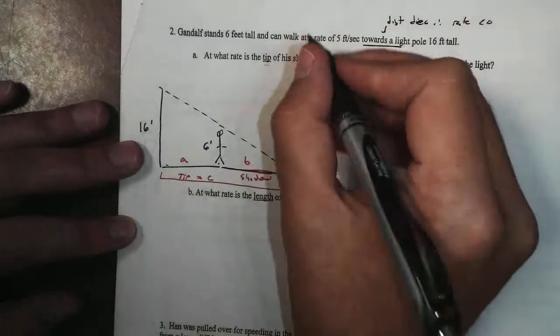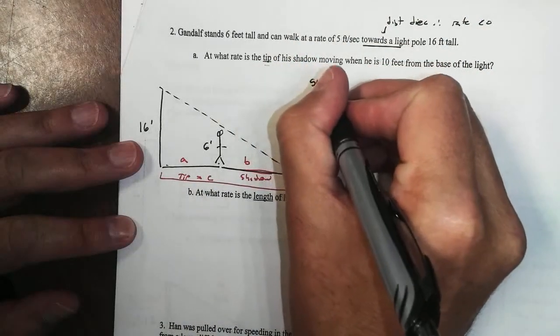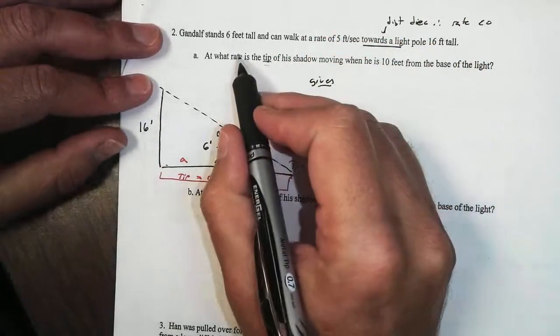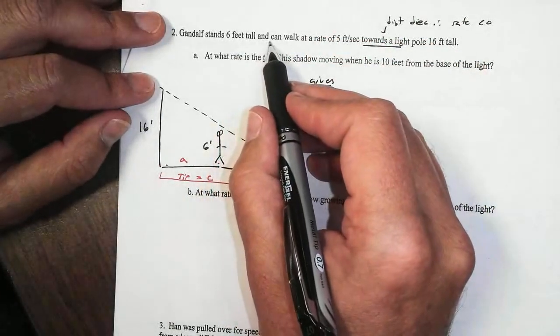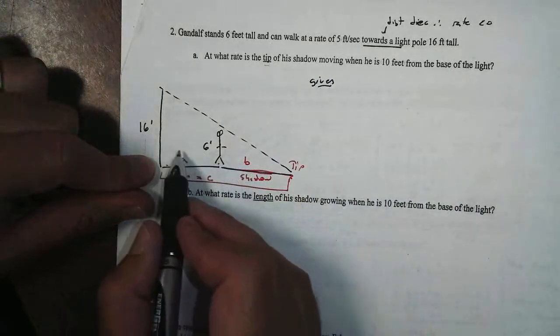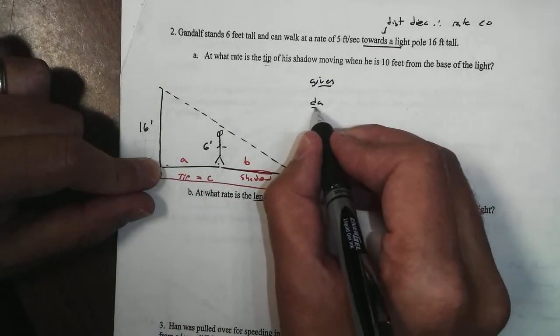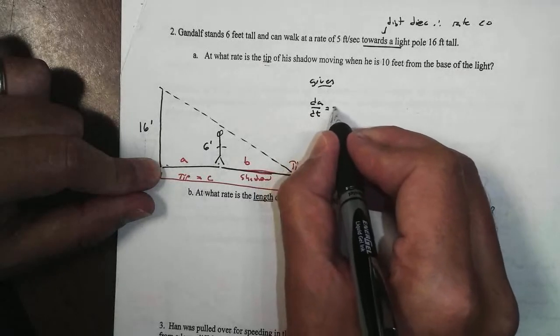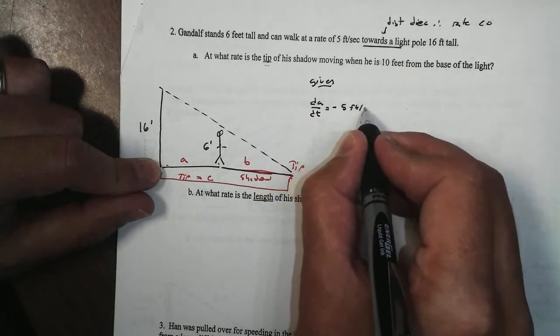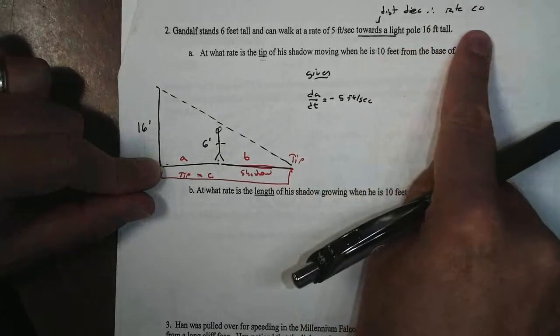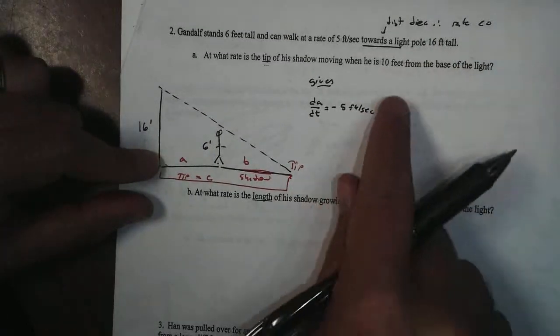So I'm going to go ahead and list out my givens now. My first given, they tell me how fast Gandalf is walking. Well, if Gandalf is walking towards the light, that's changing A. So that is dA/dt. Remember, it's going to be negative because that distance is decreasing, so we have a negative rate.